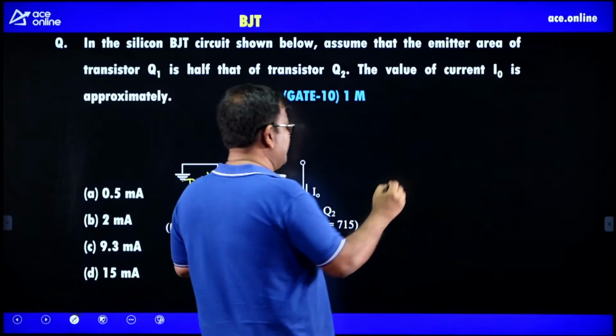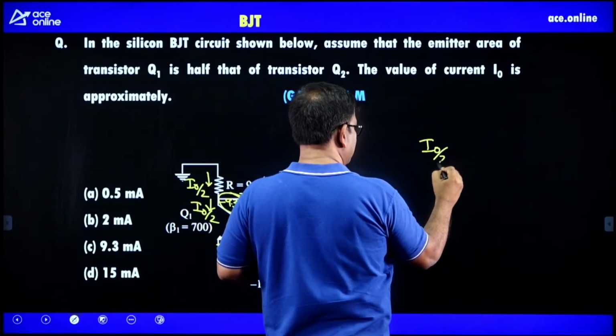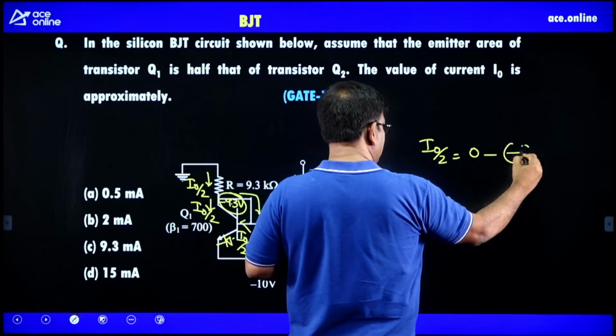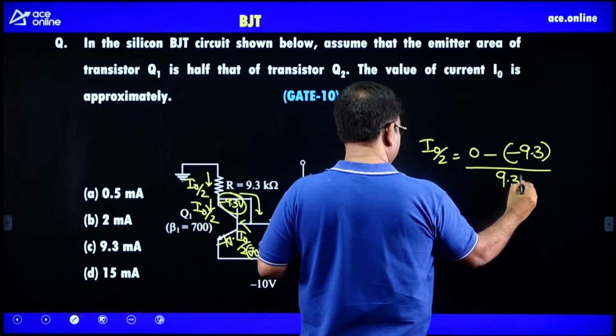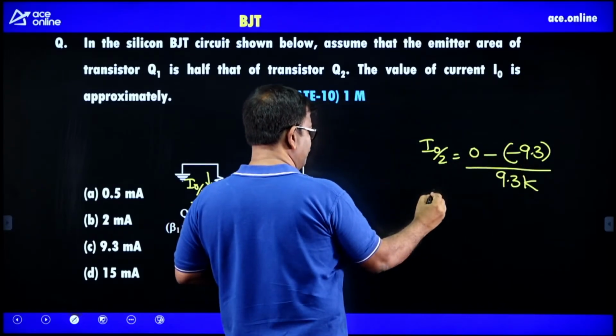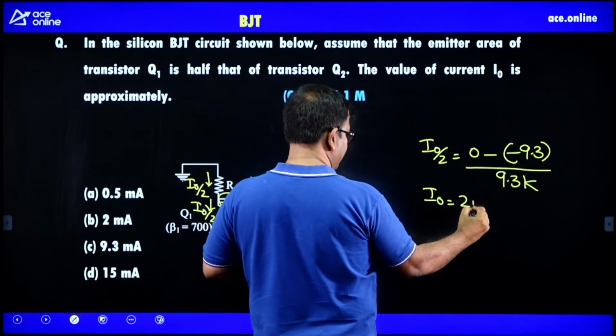So what is the solution here? I naught by 2 is going to be 0 minus of minus 9.3 by 9.3 K. So this is 1 milliampere, 1 into 2 is 2 milliampere.